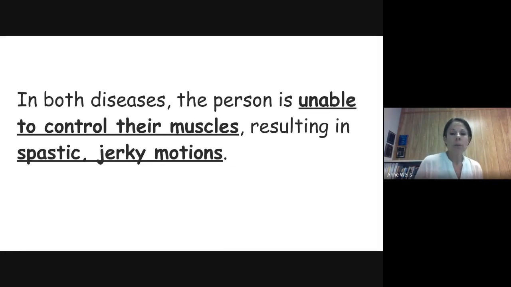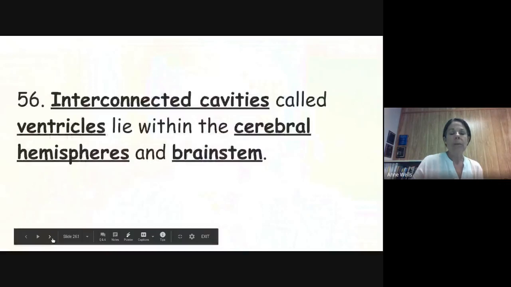In both diseases, the person is unable to control their muscles, resulting in spastic, jerky motions. Michael J. Fox, I believe, is a celebrity who has Parkinson's disease. Yep, there it is. So I would definitely, even if you're not watching any of the videos, Google that. It's very interesting to read about his story.